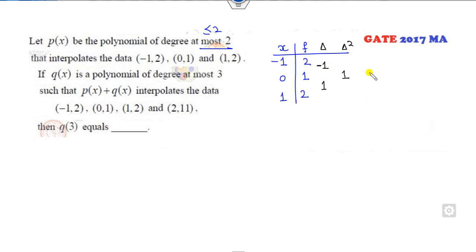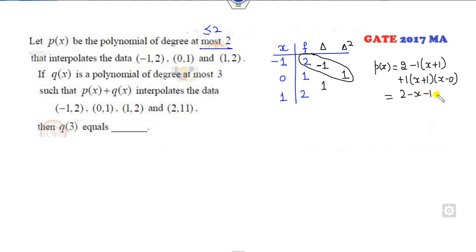So therefore, what is my P(x)? I can use this first line. So it is 2, -1 of this plus 1 of this one. Which comes to be 2 minus x minus 1 plus x square plus x. It comes to be x square plus 1. This is my P(x). Fine.